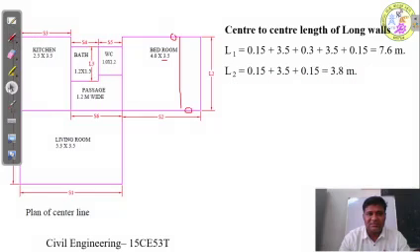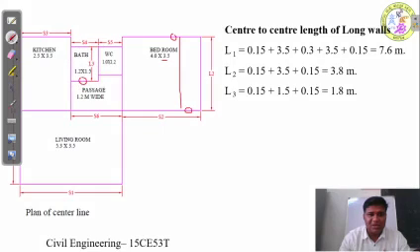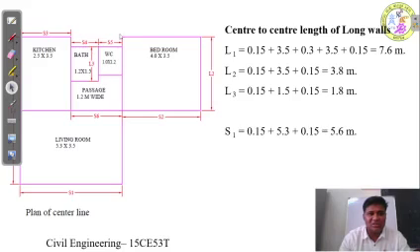And similarly, there is the third wall, that is L3. From here to here, see, this wall is of 0.15 meter width, and from here to here it is 1.5 meters, and again this wall is 0.15. So 1.5 plus 0.15 plus 0.15 will come to 1.8 meters. So these are the three long walls in this plan.